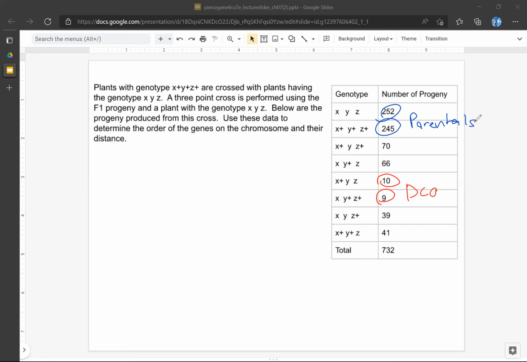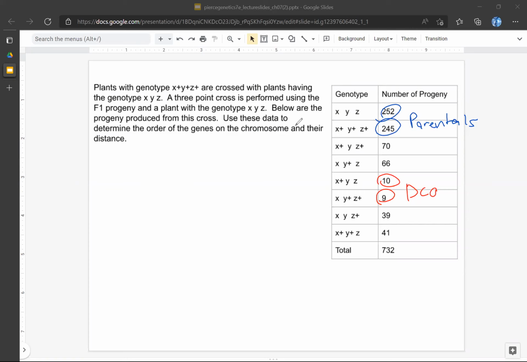Oh yeah, I can read the question though. Plants with genotype X plus Y plus Z plus are crossed with plants having the genotype XYZ. A 3-point cross is performed using the F1 progeny and a plant with the genotype XYZ. Below are the progeny produced. Use the data to determine the order of the genes and the distance between them on the chromosome. So, once again, easy mode, we can do this.